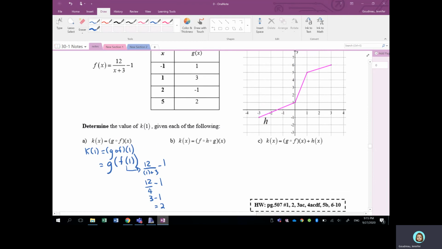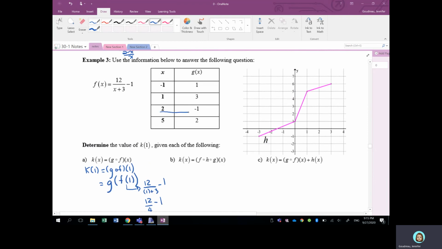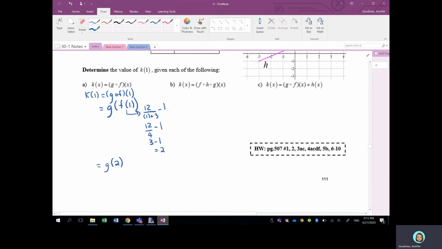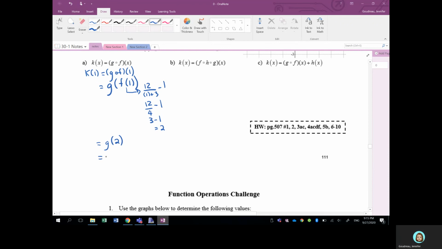And now we're going to go look at the table. G at 2 is equal to negative 1, and that would be our answer. K at 1 is equal to negative 1. So the positive 1 acts on the f, that gives us a y value of 2. The 2 then acts on the g, which gives us our y value of negative 1.